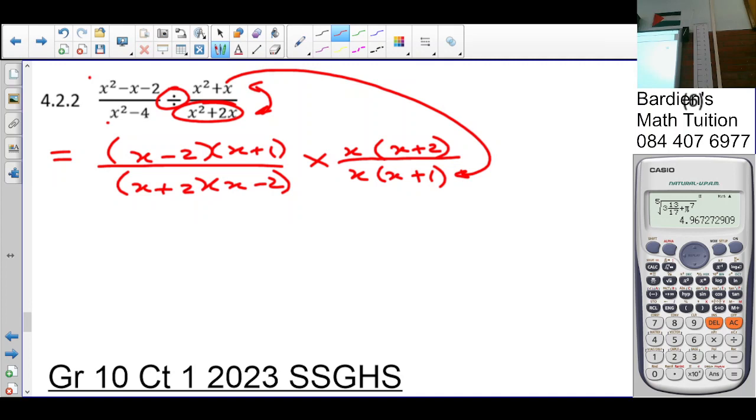Alright, any confusion? So what do we do now? Cancel this. X plus 2 cancel, x plus 2, x minus 2 cancel. So this whole first fraction is gone, as well as the second fraction. If everything cancels, what are we left with? 1. And not 0.